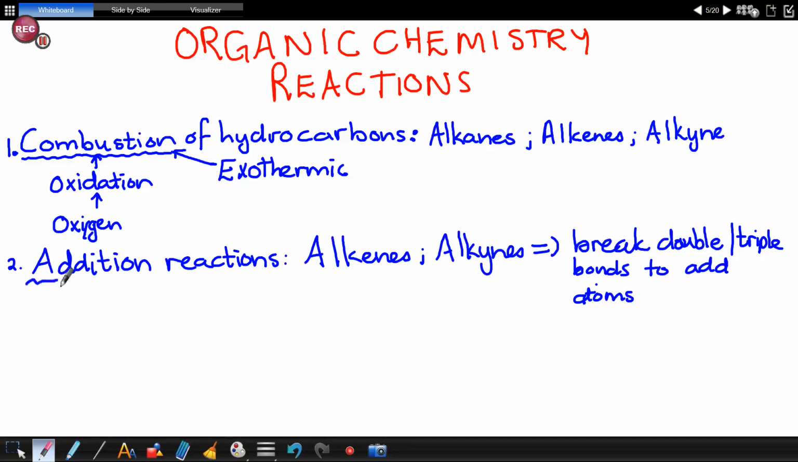Addition reactions is where you break a double bond or you break a triple bond and you add more atoms to the carbon chain. The third one is the type of reaction where you break off from the carbon chain and you put other atoms in the place of the hydrogen. So they are called substitution reactions.